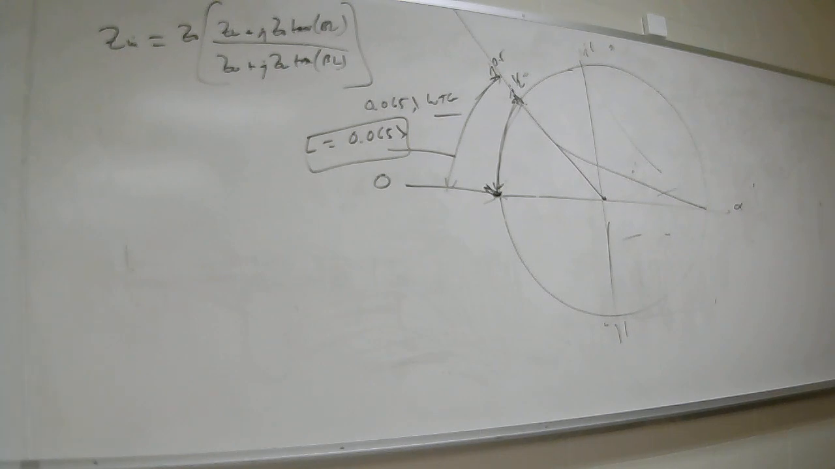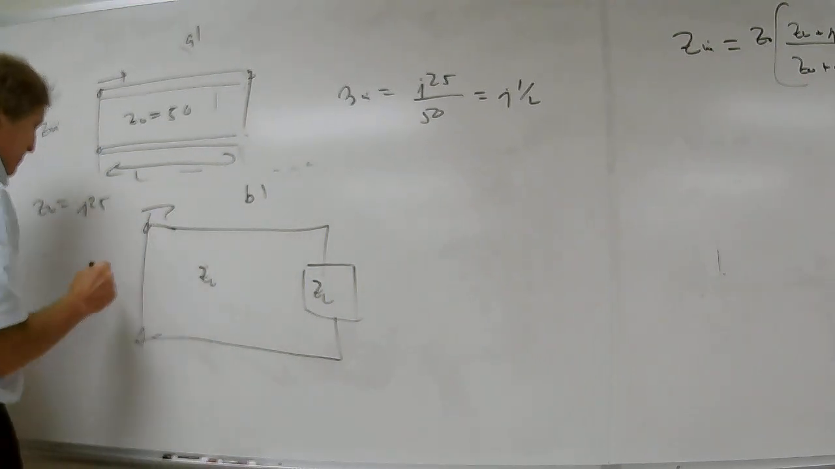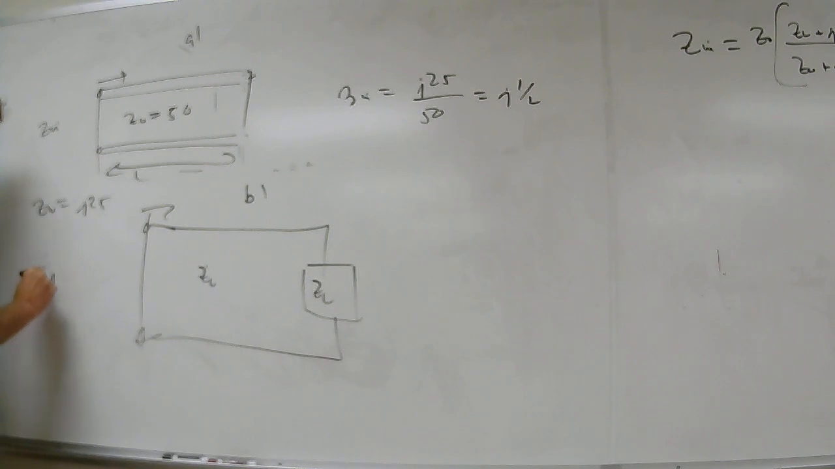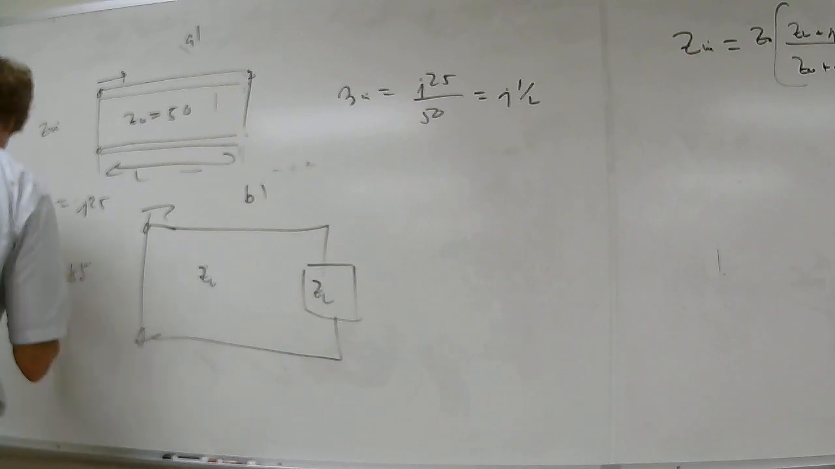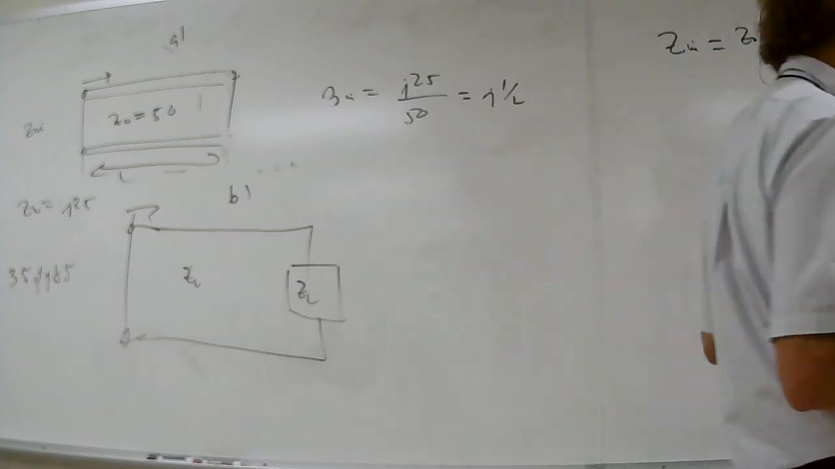Same length line, it's got a load, same Z0. And now what do I measure as this? 35 plus J85, all right? Now, hear me on this. We got to normalize it, right? Mm-hmm. We have to normalize it to see where this point is on the Smith chart. So if we take 35 plus J85 and divide it by 50, what do you get? 0.7 plus J1.7. You all follow me on that? Let's locate that point on the Smith chart.